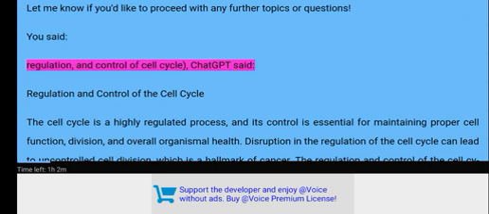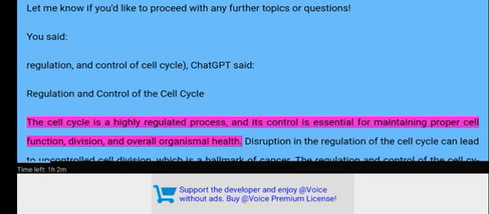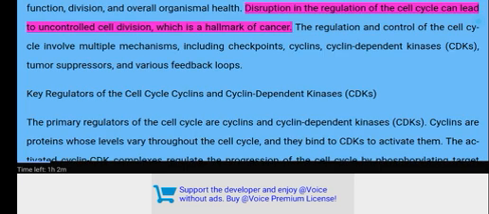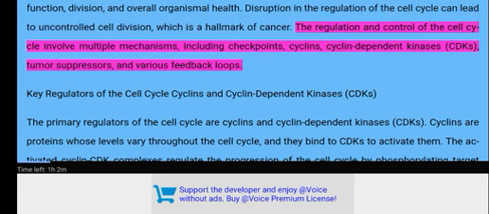Regulation and control of the cell cycle. The cell cycle is a highly regulated process, and its control is essential for maintaining proper cell function, division, and overall organismal health. Disruption in the regulation of the cell cycle can lead to uncontrolled cell division, which is a hallmark of cancer. The regulation and control of the cell cycle involve multiple mechanisms, including checkpoints, cyclins, cyclin-dependent kinases (CDKs), tumor suppressors, and various feedback loops.